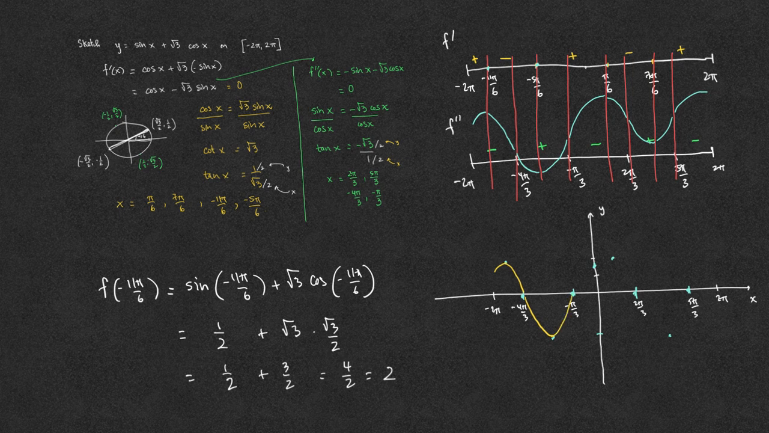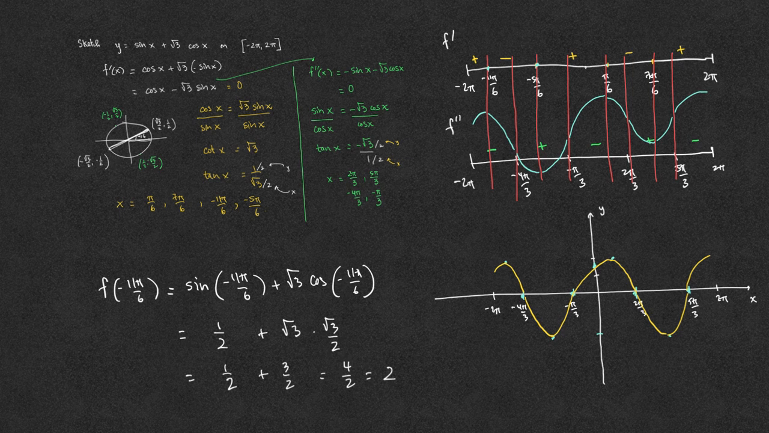From negative pi over 3 to pi over 6, the function is increasing and concave down, and has to go through the y-intercept and the maximum. From pi over 6 to 2 pi over 3, decreasing and concave down. From 2 pi over 3 to 7 pi over 6, decreasing and concave up. From 7 pi over 6 to 5 pi over 3, increasing and concave up. And from 5 pi over 3 to 2 pi, increasing and concave down.